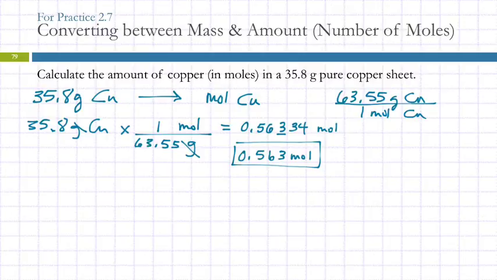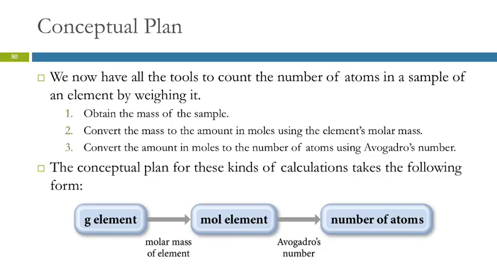Any questions? This is like one of the most important types of calculations we do in chemistry. We convert grams to moles all the time. Because when we look at chemical equations, we're concerned about moles, numbers of particles, but to measure things, we often use grams. So now we have everything we need to actually count atoms by weighing them.